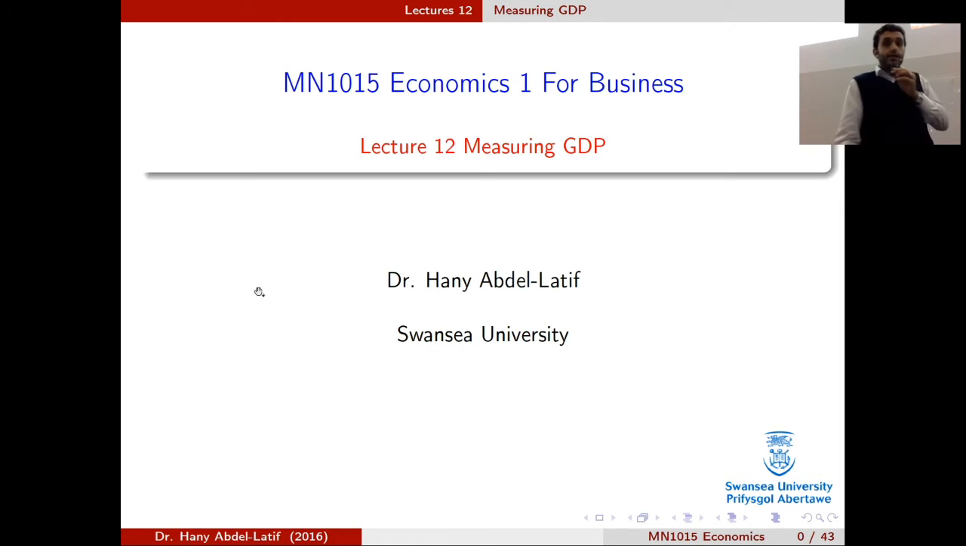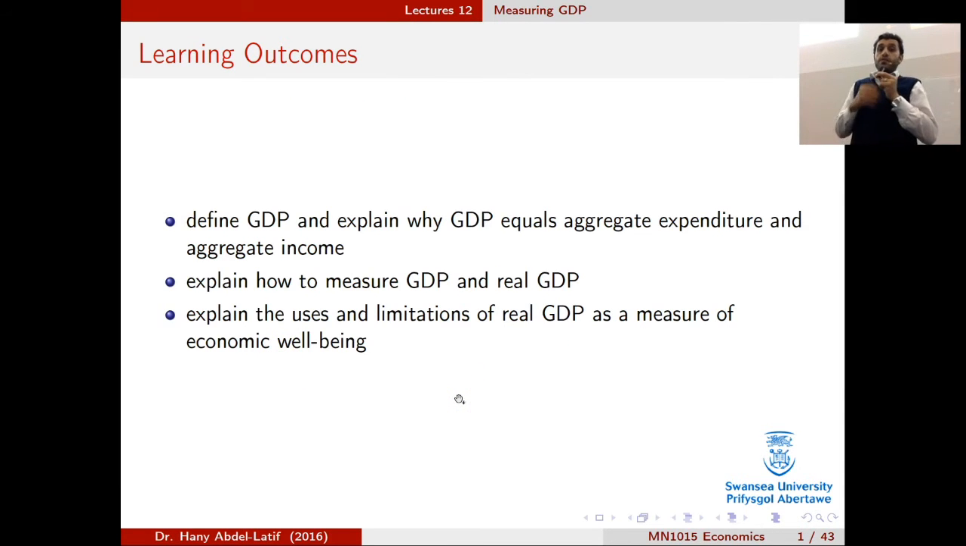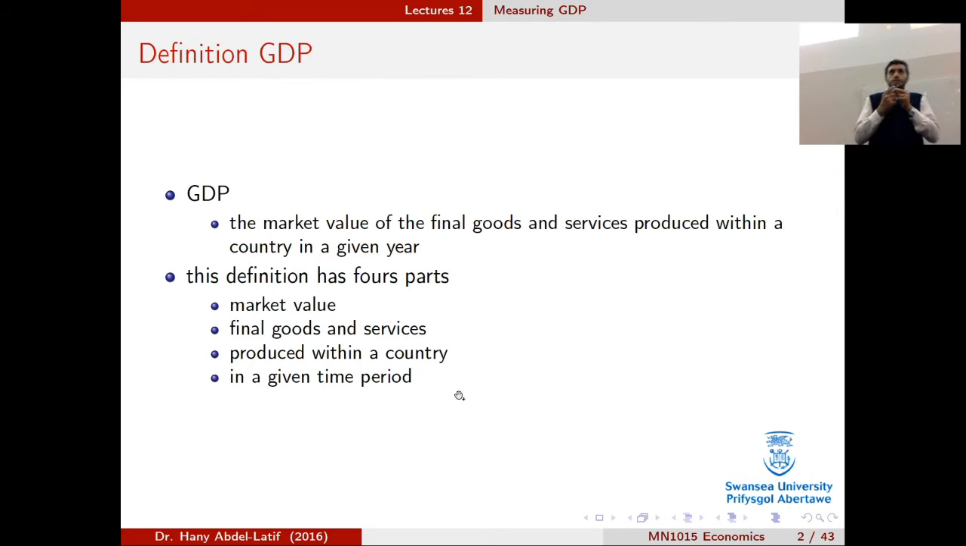So that's what we're going to discuss in this lecture. What is GDP, the gross domestic product? How do we measure it? And also, what are the limitations of this measure? So let's first start with the definition. GDP is the market value of the final goods and services produced within a country in a given year. And I'll explain each part of this definition.